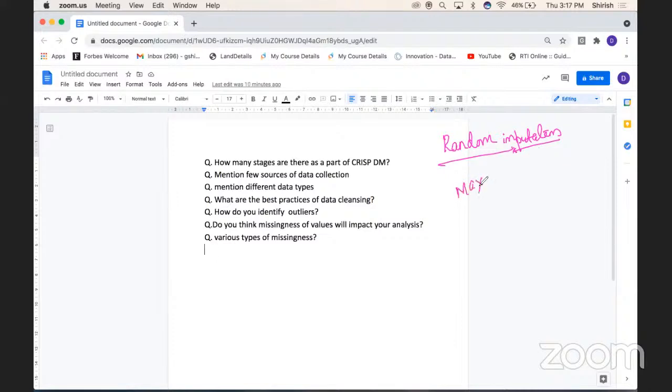For every column, you take the maximum value and the minimum value. Suppose the values are 0 and 15, you randomly pick one value between 0 and 15, and you fill those NA values. Any value between 0 and 15, randomly.